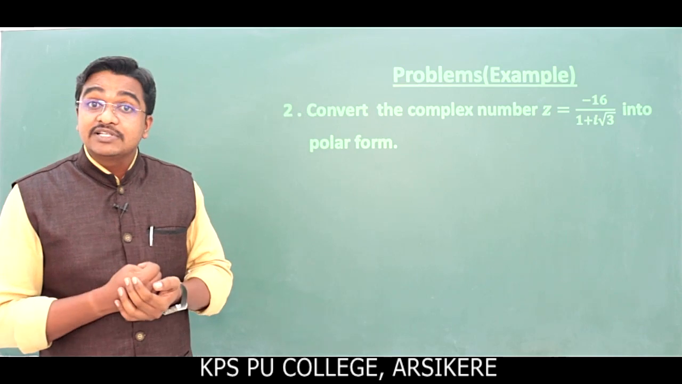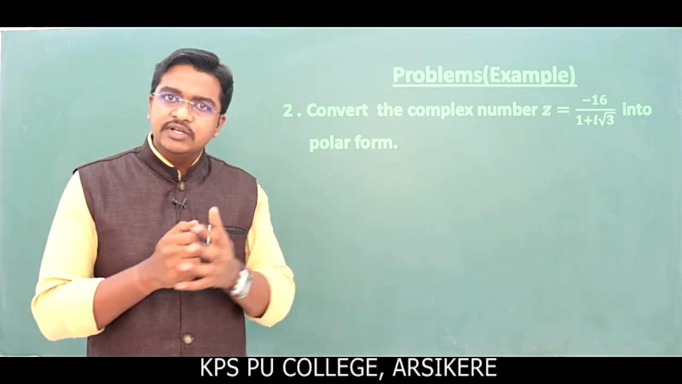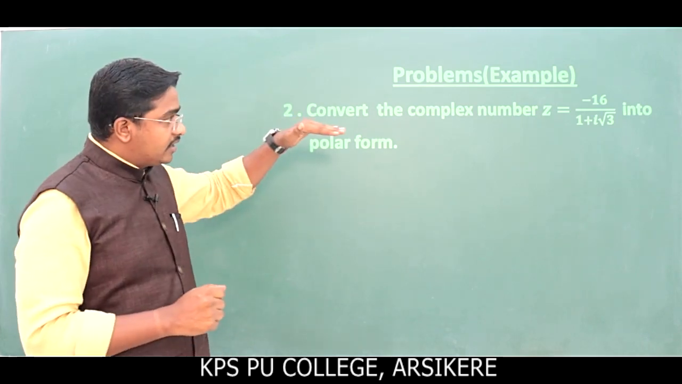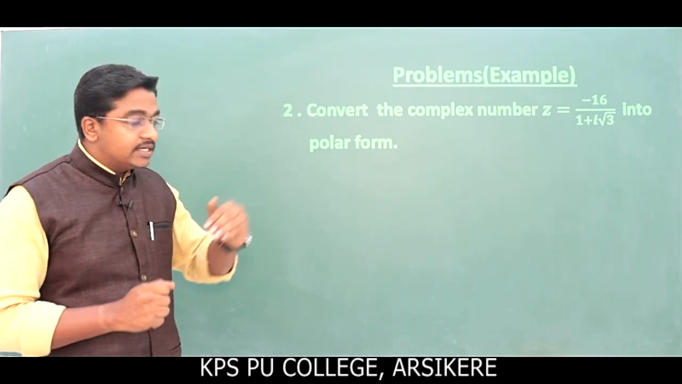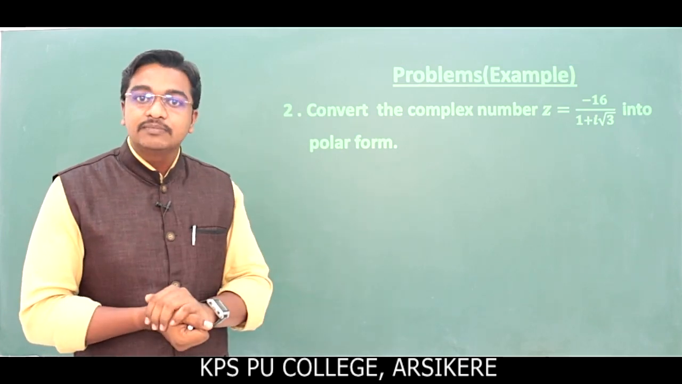we have the general form z is equal to x plus iy alide. So the general formula ittu. So in that case it is very easy to convert, but here z is equal to minus 16 divided by 1 plus i root 3 ide. How to convert this number?